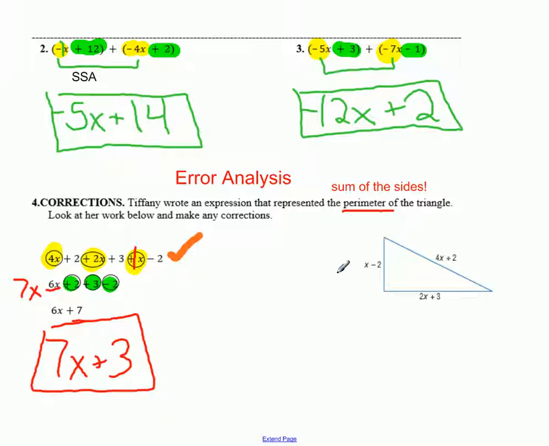Some advice I'd have for Miss Tiffany over here would be to make sure she slows down, circles her like terms, which she did. Maybe double check her work. Maybe remember her integer rule, same signs add, different signs subtract. And make sure she puts the 1 in front of any term that does not have a coefficient.